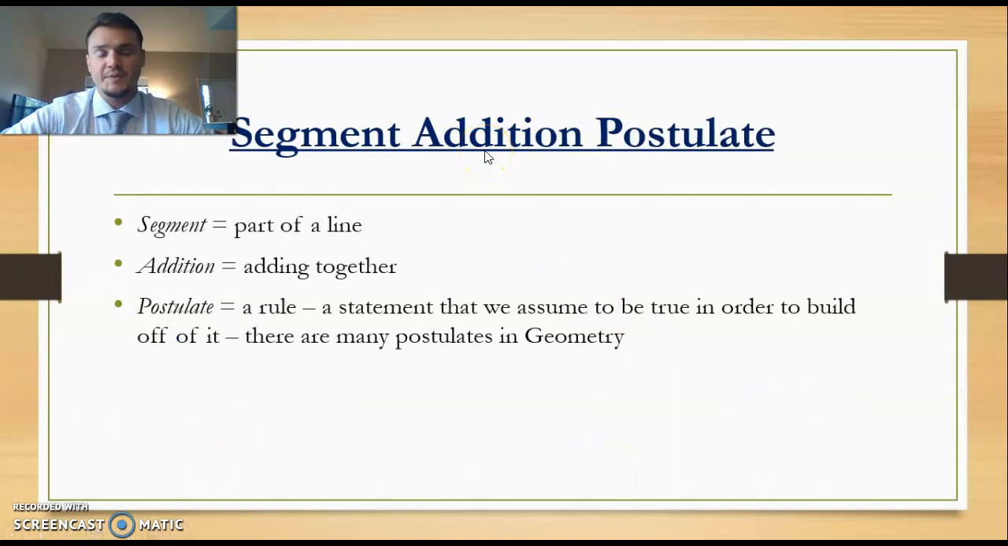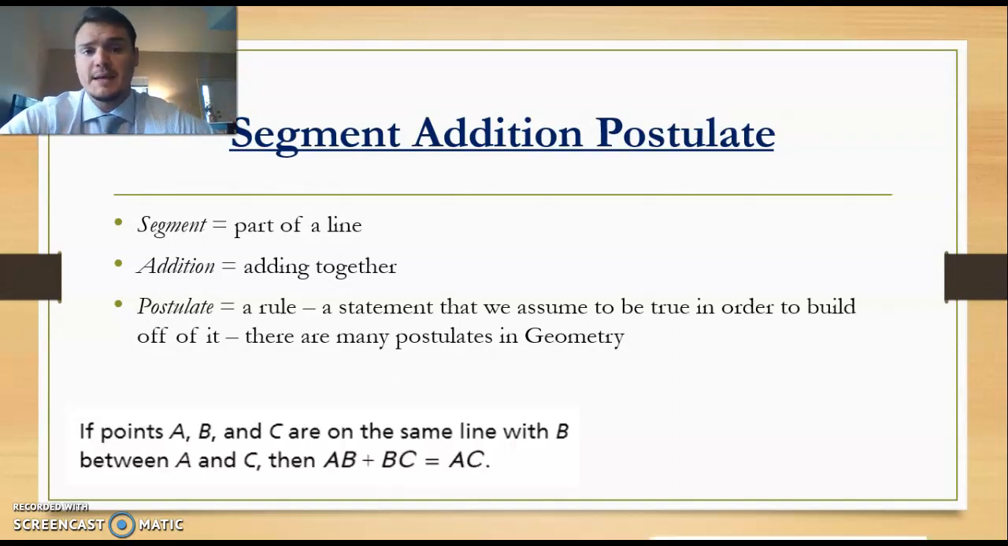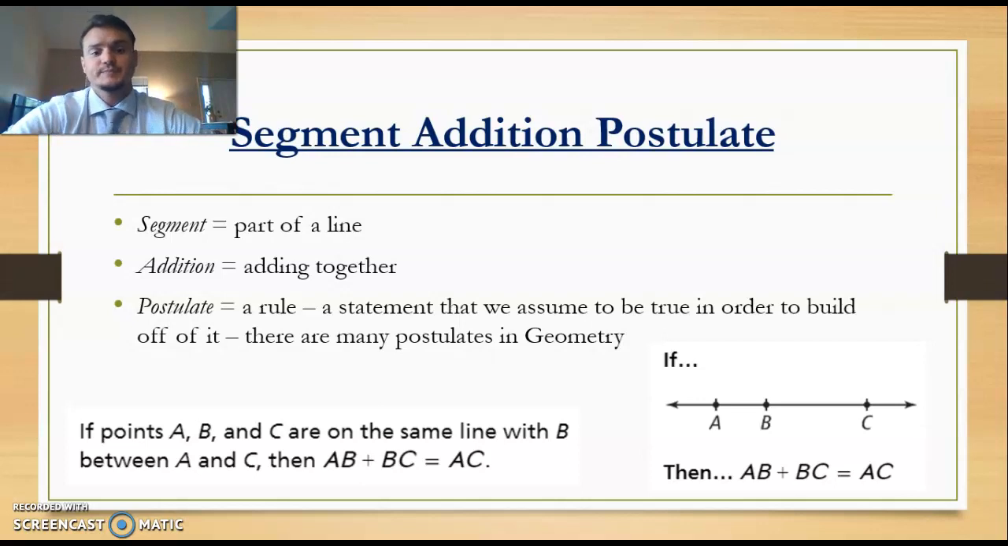So just breaking down what the segment addition postulate is: a segment is a part of a line. Addition means we're adding together, so we're adding parts of a line together to make up a whole. And then a postulate is, again, a fancy term that Euclid, the ancient Greek, came up with to basically say that it's a rule or a statement that we assume to be true in order to build off of it. There are a lot of postulates in geometry that create the whole world of geometry and allow us to visualize the physical world in general. That's what geometry is: being able to make sense of the physical world around us.